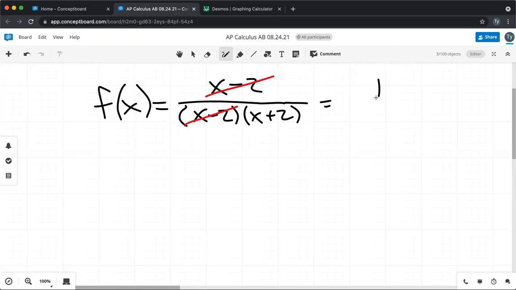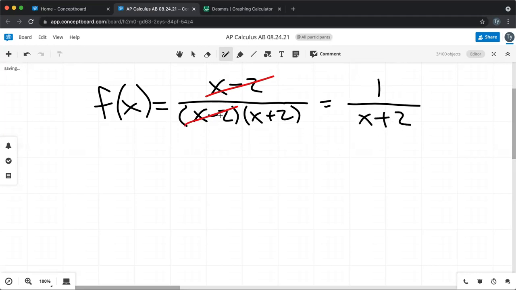This was a common mistake in class last time. It isn't 0. This doesn't magically come to the numerator. When we cancel something out and there's nothing else left in the numerator other than the part we cancel out, there's a 1 left over. Why? Because 1 times x minus 2 is x minus 2. So we have 1 over x plus 2.